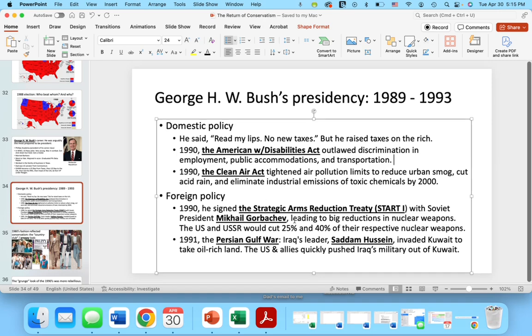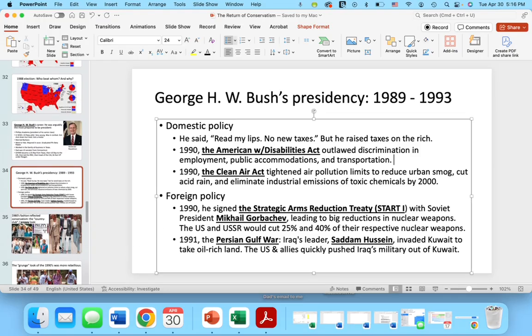In foreign policy, there was more arms control. He signed the Strategic Arms Reduction Treaty with the Soviet president, Mikhail Gorbachev. And so that reduced strategic arms. In other words, big reductions in the nuclear weapons. And then the next year, 1991, the Soviet Union dies. It's the end of the Cold War, and we get the Persian Gulf War. Iraq's leader, Saddam Hussein, invaded Kuwait to take the oil-rich land. The U.S. and allies quickly pushed Iraq's military out, so that was a quick victory.